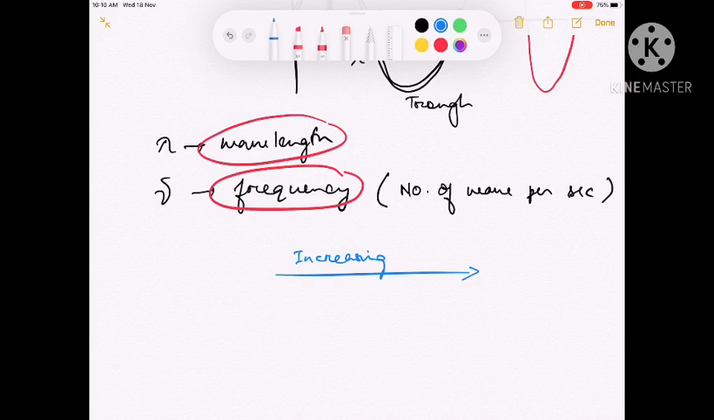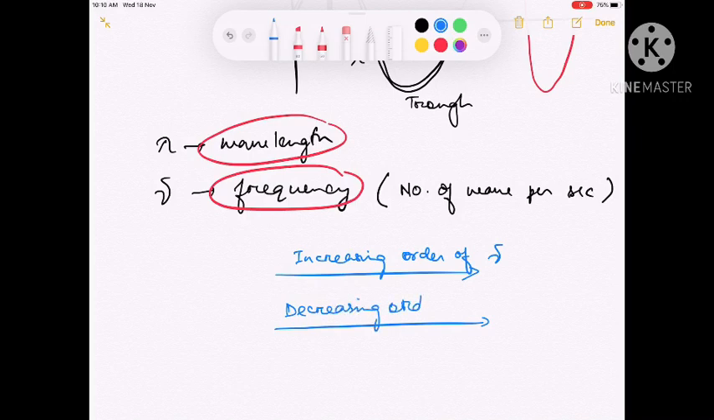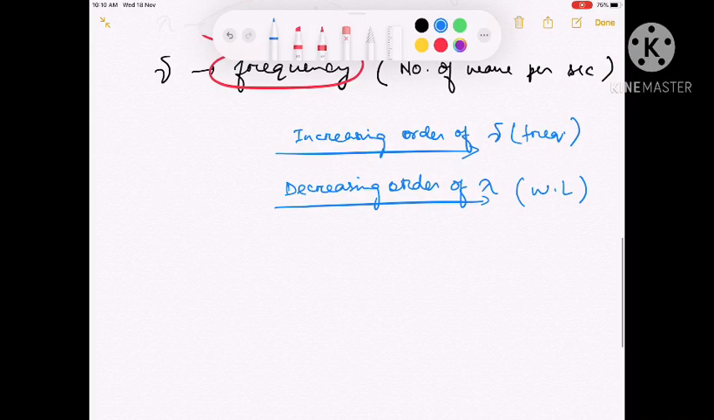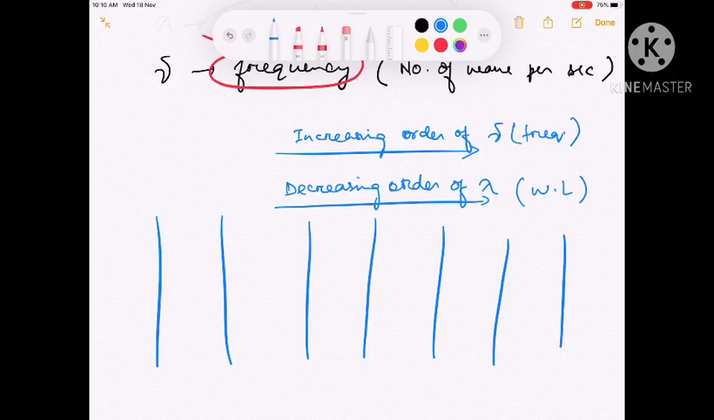Increasing, all the waves are arranged in increasing order of frequency, and decreasing order of wavelength. Now when these are arranged in increasing order of frequency and decreasing order of wavelength, we will get a spectrum. We will get some regions like this. So that is called a spectrum.